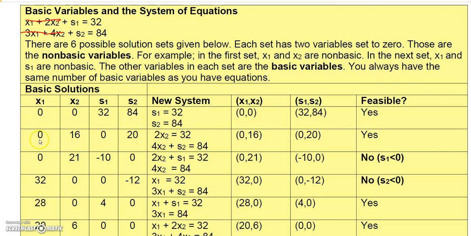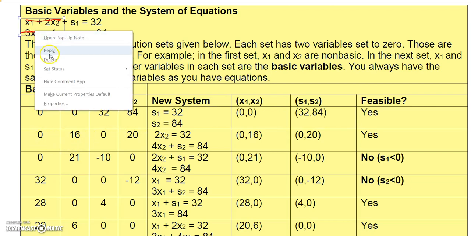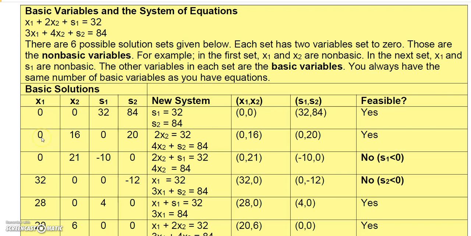Okay, now let's pick another pair. Let's say that we let x1 be 0 and s1 be 0. In other words, we'll let these two be non-basic. Well, if you let x1 be 0, that would eliminate these terms. And if you let s1 be 0, that would eliminate this one here. And then you could take the first equation and solve for x2, and that would give you 16.